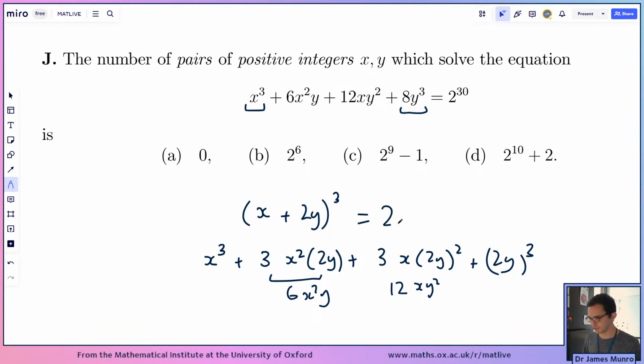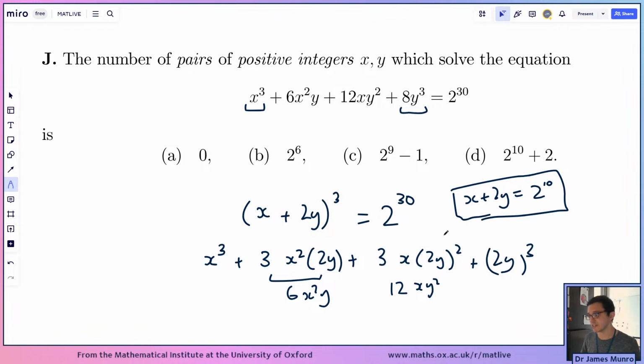So this thing is equal to 2 to the power of 30, which means that x plus 2y is equal to 2 to the 10, which is pretty good. We're basically done, right? I feel like we've solved this. I've taken a cube root on both sides. I suppose I'm not quite done because I need this to actually work with positive whole numbers.